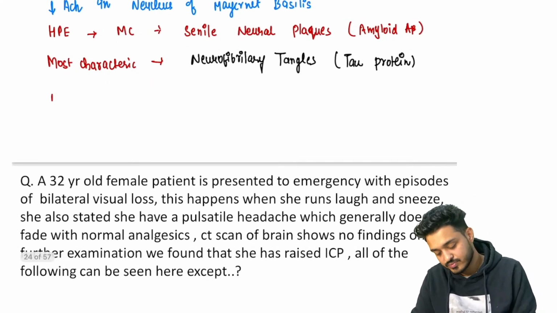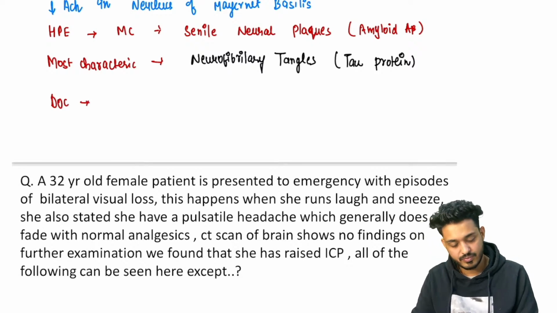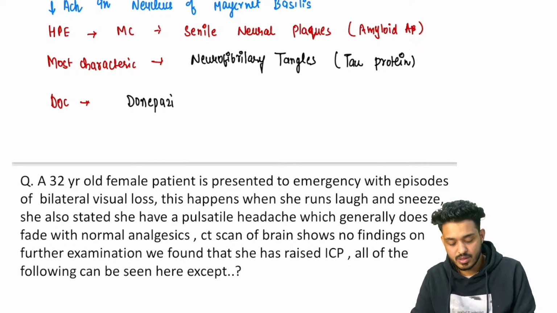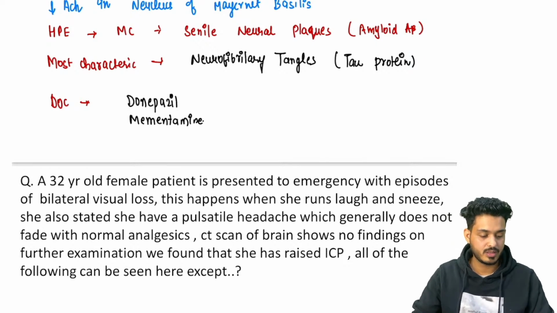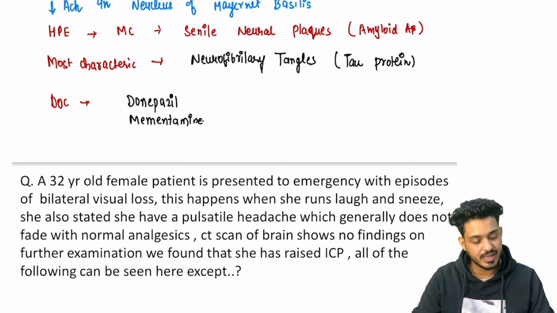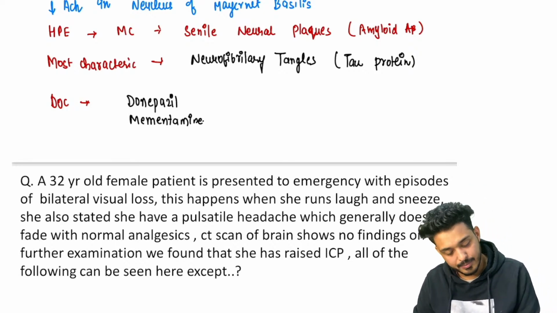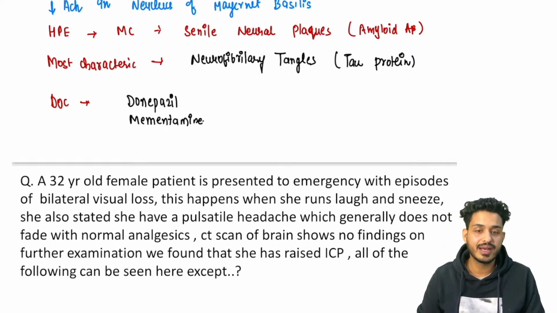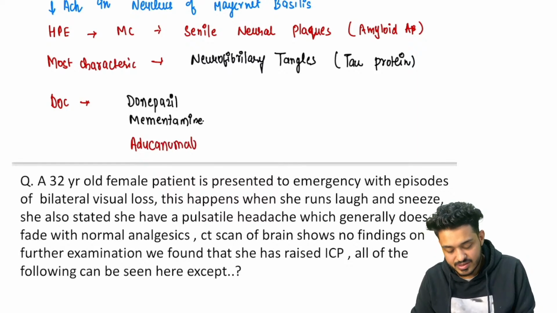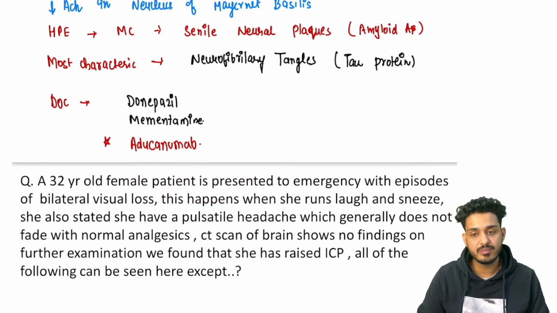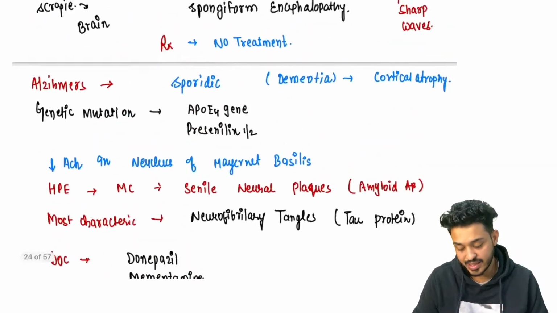For the drug of choice, what is the drug you would like to give in this case? These are going to be your donepezil, memantine. Yes, you will be finding it in Parkinsonism, right? Memantine, and one more previous year question: one monoclonal antibody, that is going to be your aducanumab. This is your previous year question, important, right? Aducanumab is the monoclonal antibody that we can use in cases of Alzheimer.